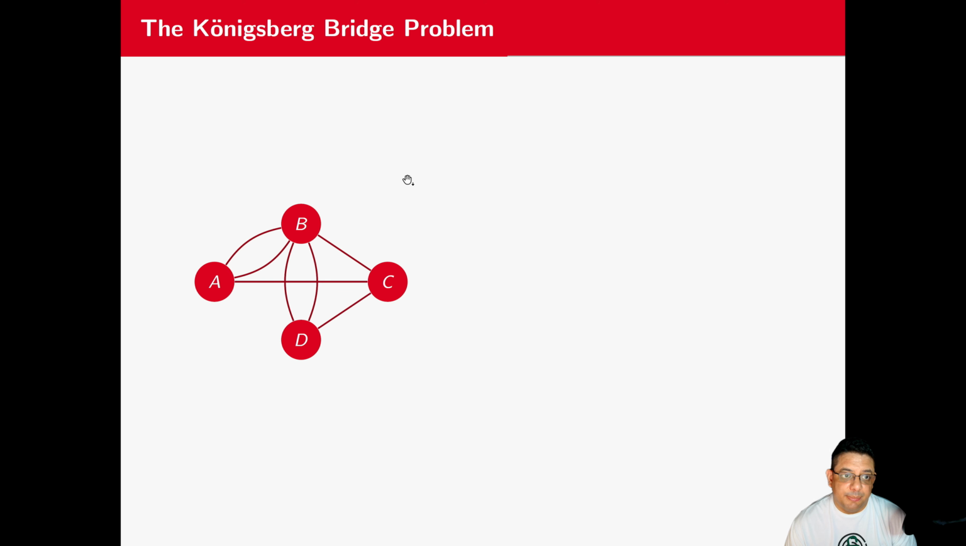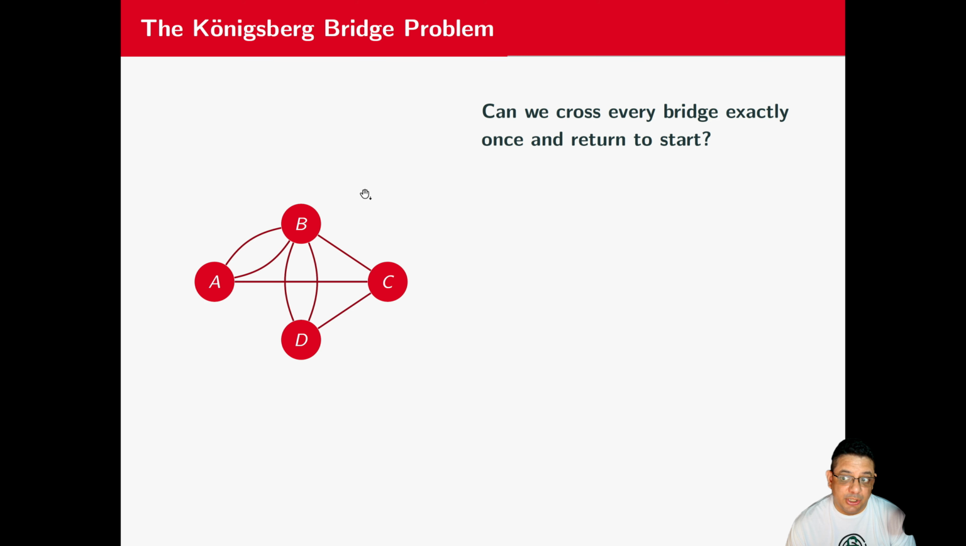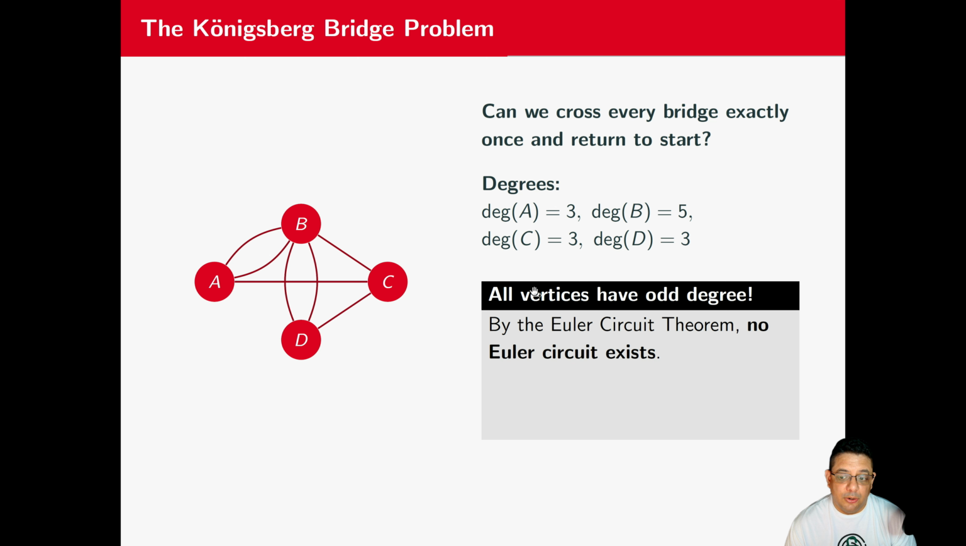Now let's talk about the Königsberg bridge problem. The idea is, if we have a graph like this, can we cross every bridge exactly once and return to the start? In this case, the degree of A is 3, the degree of C is 3, the degree of B is 5, and the degree of D is 3. So all vertices have odd degree. By the Euler circuit theorem, no Euler circuit is going to exist in this case. So the walk that Euler was looking for was impossible, at least in this graph.